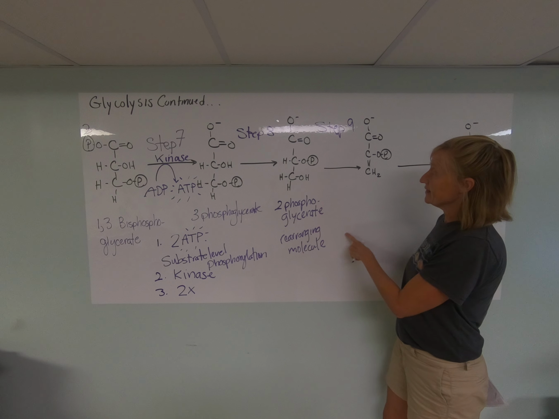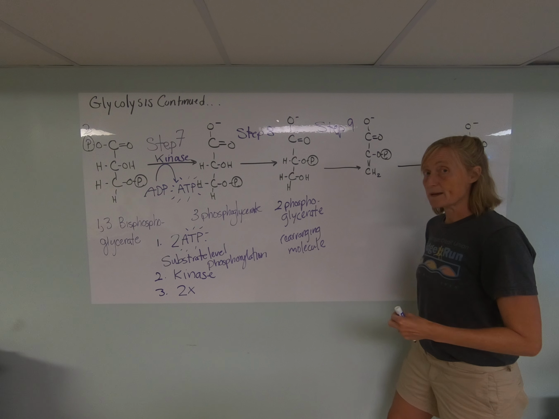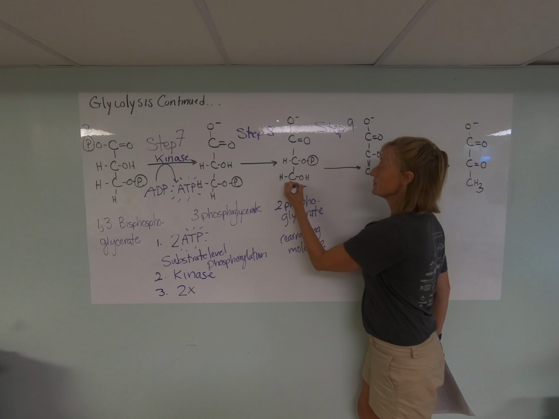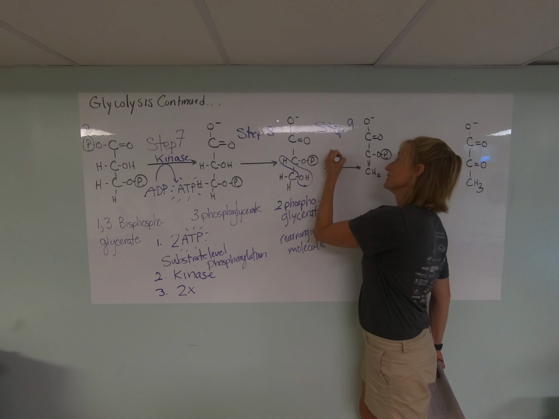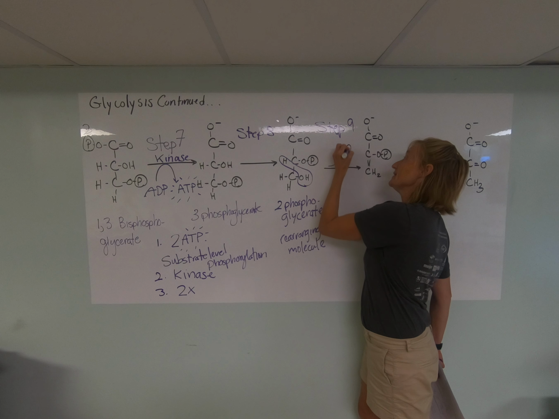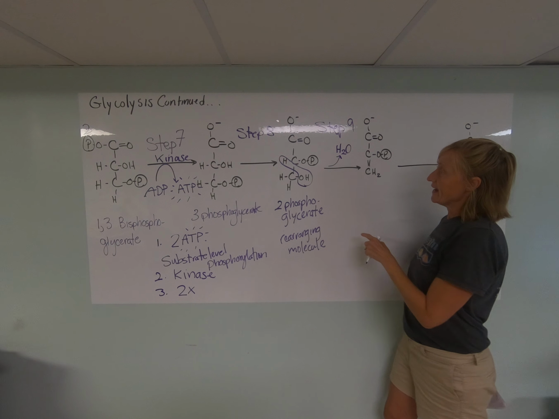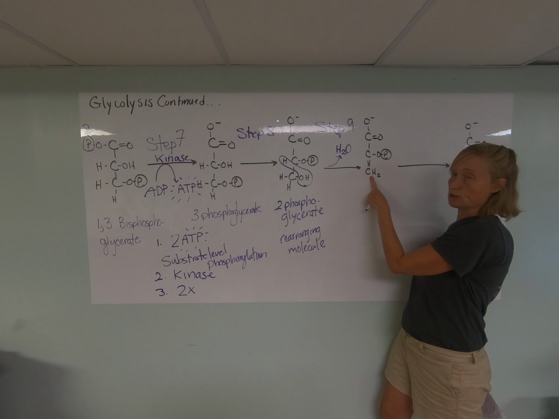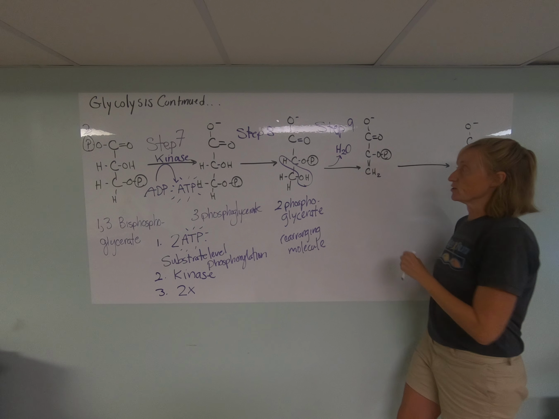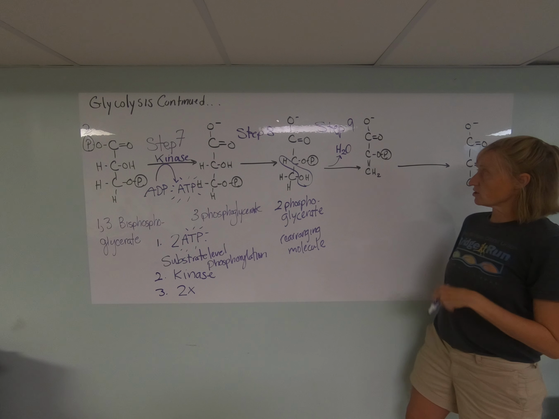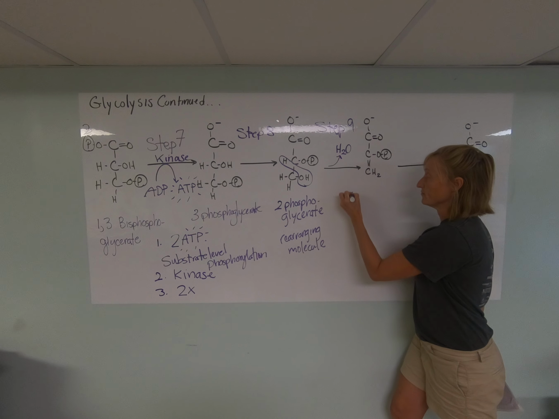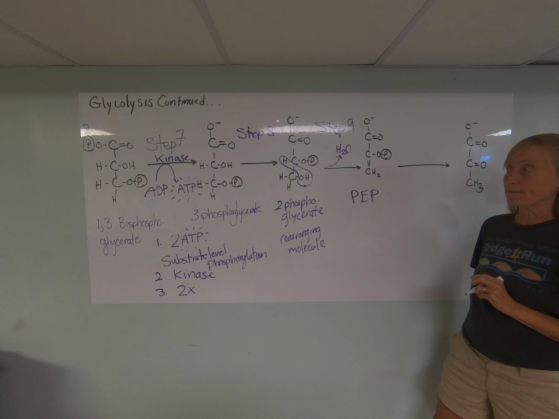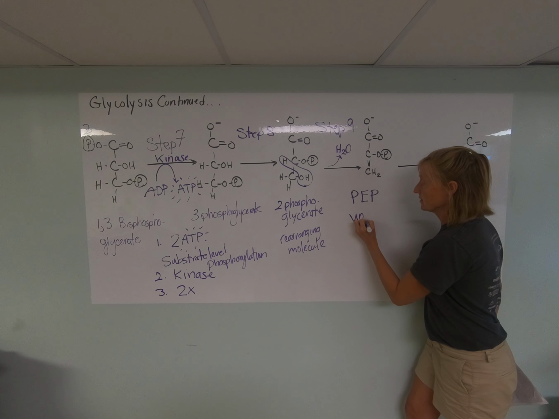So in step 9, think of this again as a rearrangement step to make this molecule unstable. In step 9, water is removed. So water actually leaves the molecule, and a double bond is formed between the second and the third carbons here. That double bond makes this molecule very unstable, and this molecule is called phosphoenol pyruvate. Phosphoenol pyruvate, or PEP, is the name of that molecule. And it's a very unstable molecule.